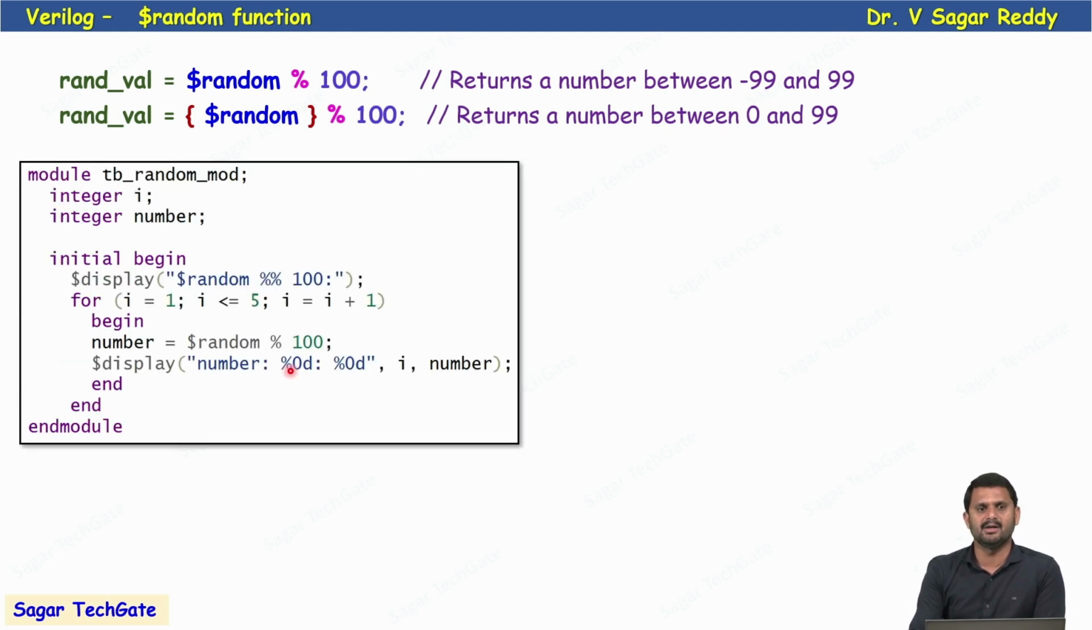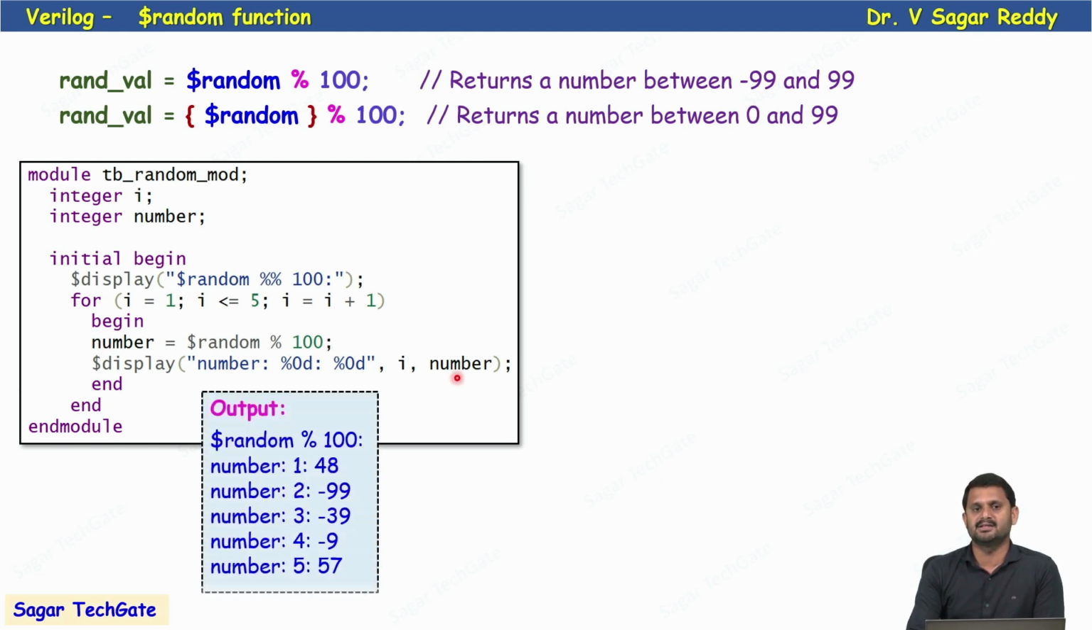Now see some example here. I'll define one module. Here I'll use $random modulus 100. What is the meaning here? I'm calling this $random 5 times, but I use modulus 100. The $random generates a 32-bit signed number. If I use modulus 100, then what is the range? We get here from minus 99 to plus 99. So if you store the value in number and display it, then this is the output.